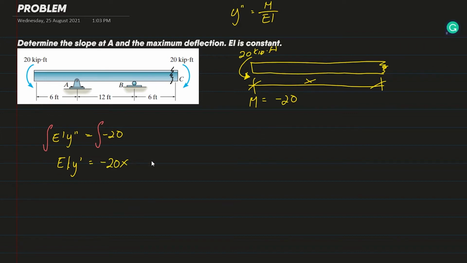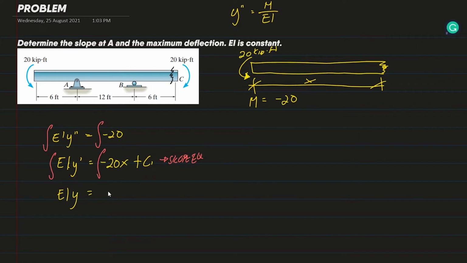Then, we include here an arbitrary constant for the first integration. So, simply said, this is our slope equation. Yeah. This is our slope equation. Now, ito mga Bs, integrate ulit natin to have our deflection equation. We need to turn y prime into y only. Okay, so integrate natin yan. Itong EI constant, so magiging EI pa rin. Itong y prime, tatanggal yung prime niya, so y na lang.